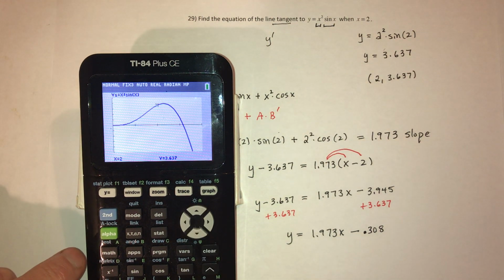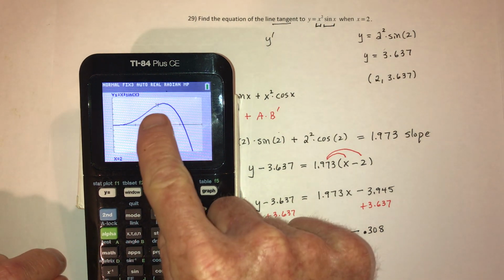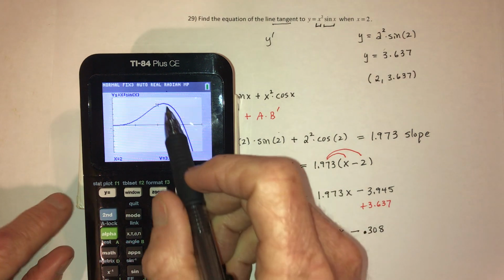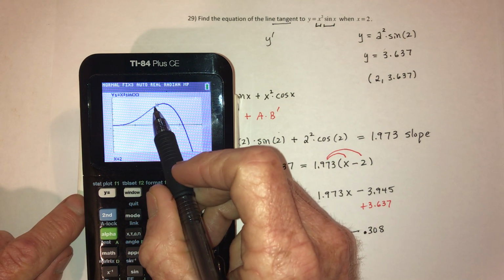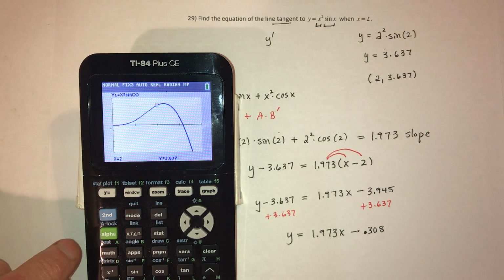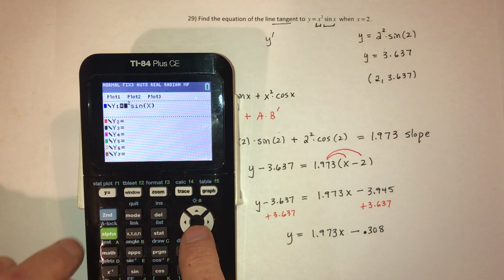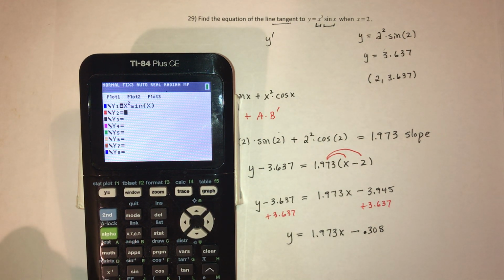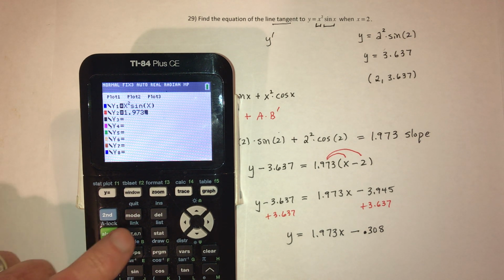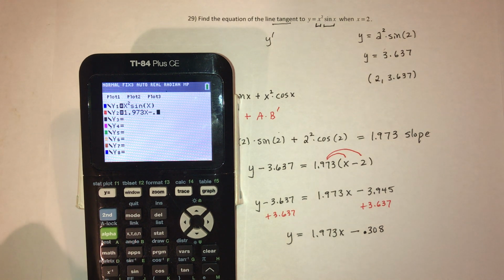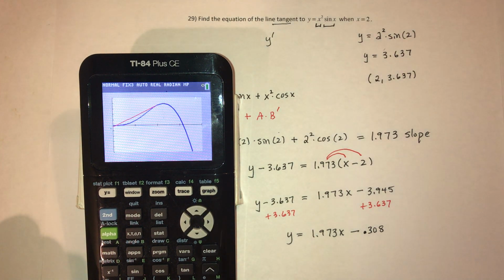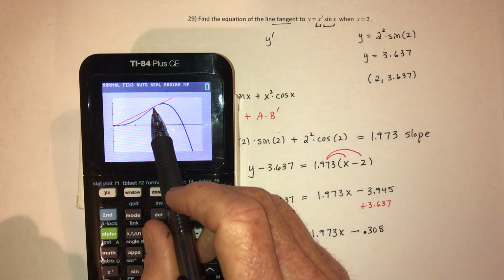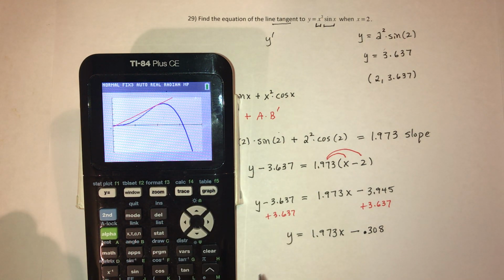So if you trace and plug in a 2, we're talking about that point right there. So the tangent line should go like this and just hit the function right there at that flashing cursor. So let's see if we've got it right. 1.973x minus 0.308. And then graph, and at that point 2 looks perfect.